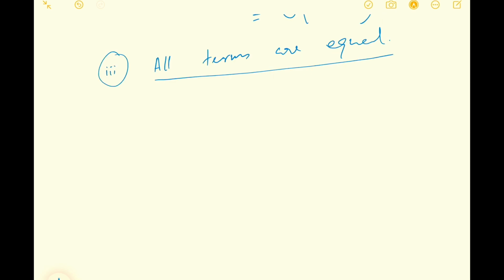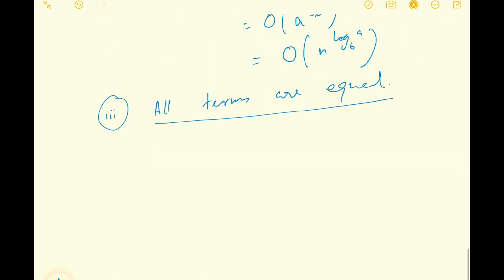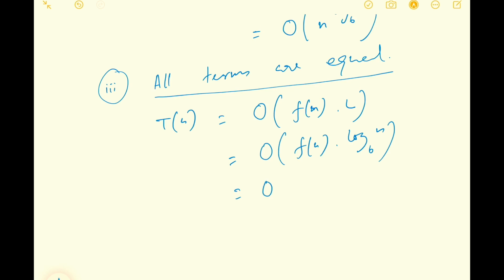Okay, if all terms are equal, then the sum, these terms are equal. So f(n) is the same as a f(n/b), and so on. So then we have T(n) is big O of each term, which is the same as f(n), and we have l many terms. And what is l? l is log of n base b, and because we are writing big O, we can ignore this base b. We can simply write f(n) times log n.